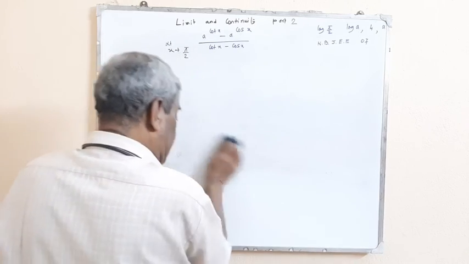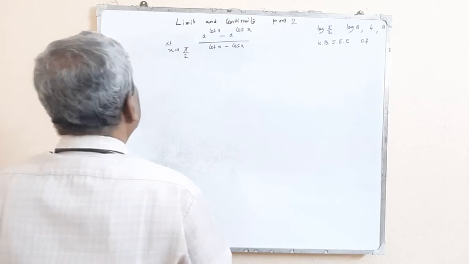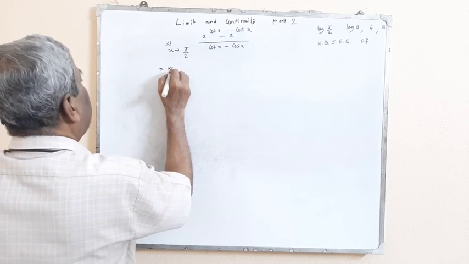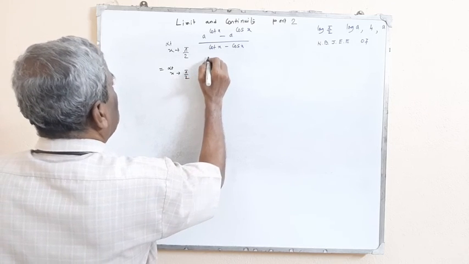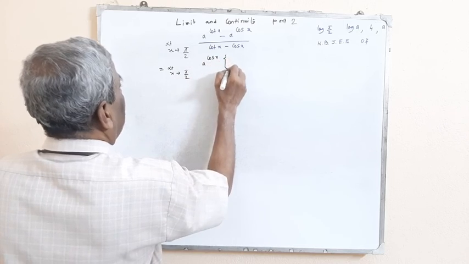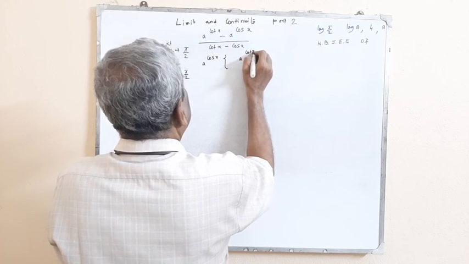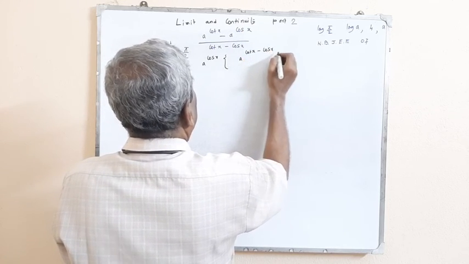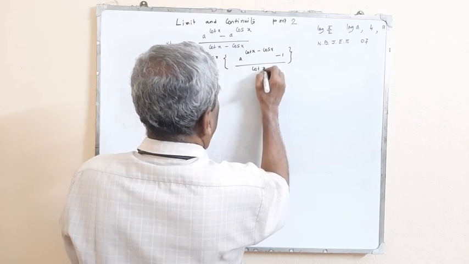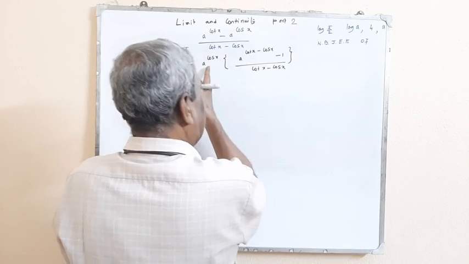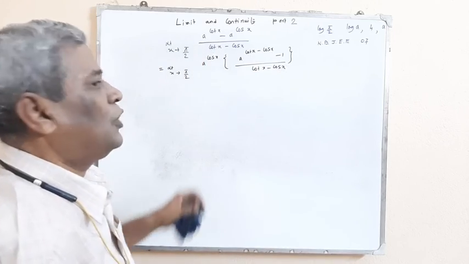So the problem can be written as limit x tending to pi by 2, take a to the power cos x common from the numerator. So a to the power cot x minus cos x minus 1 divided by cot x minus cos x. For that purpose, the power of this becomes equal to that. That's why I have taken this common.